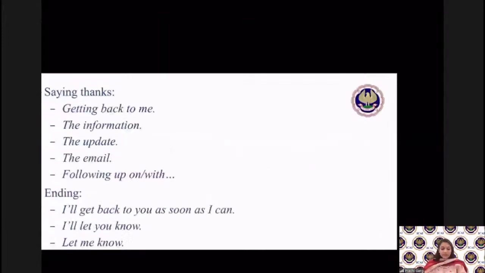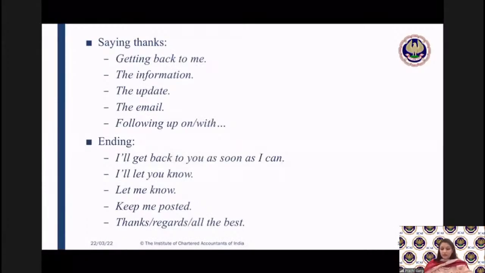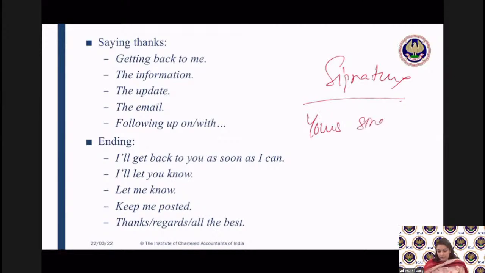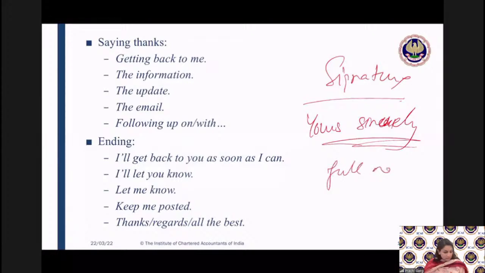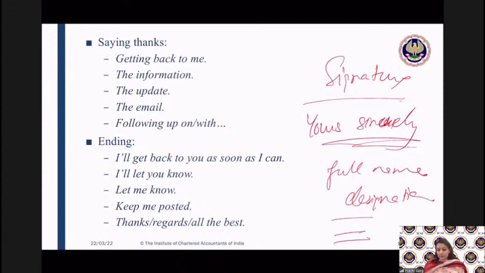Now, there's one thing that has been left after closing also. I'll just discuss it here. At the end, you have to sign. So the signature is very important. In signatures, after you've written yours sincerely or thanks or regards, whatever you want, first you have to use your full name. Your designation, and if you are with any company, then the company's name, phone numbers. All of this information should be there underneath.